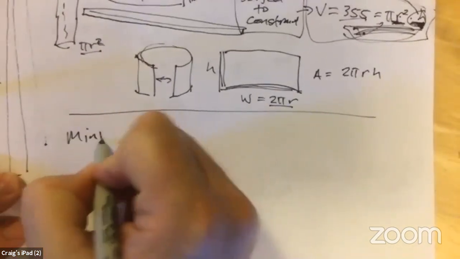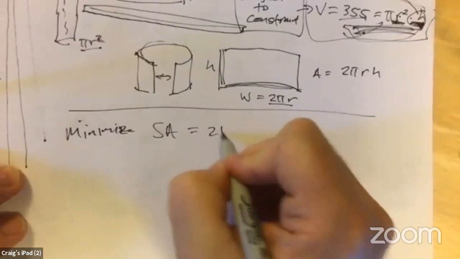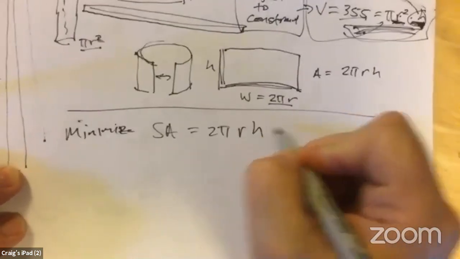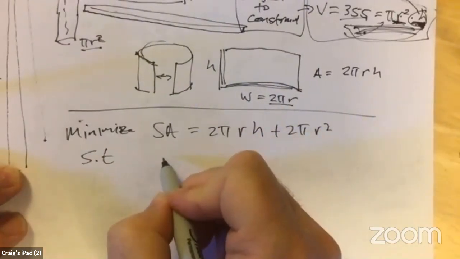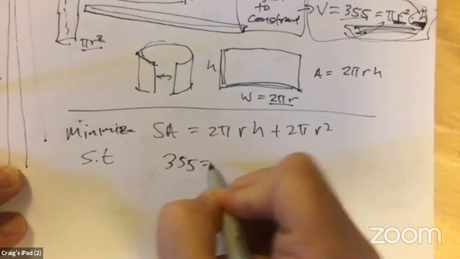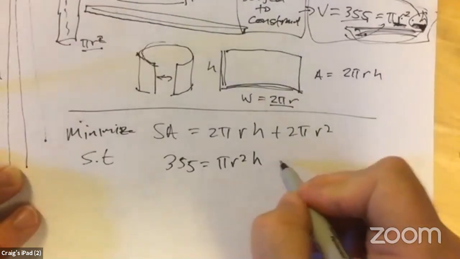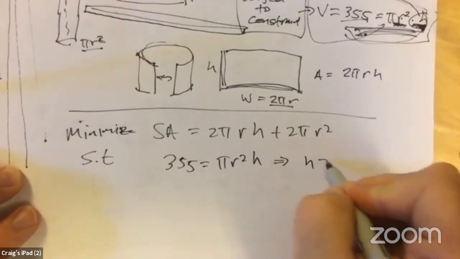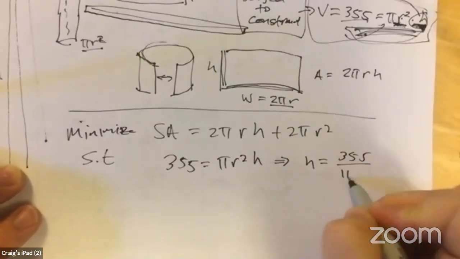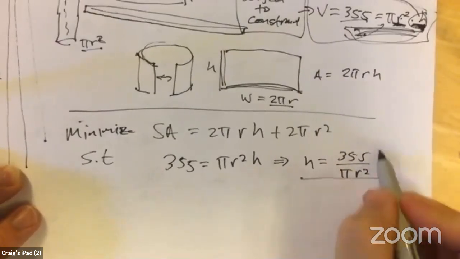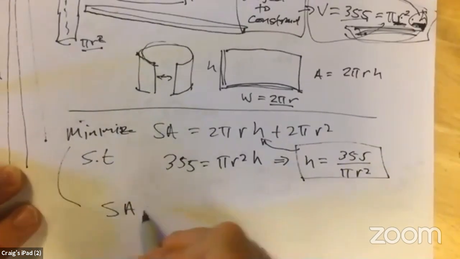I'm trying to minimize the surface area, which is 2 pi r h plus 2 pi r squared, subject to the constraint that the volume is 355 equals pi r squared h. Okay, so now I'm going to solve for this h right here in terms of the r, and I get 355 divided by pi r squared. I put that in right there, and that gives me the surface area that I'm trying to minimize.